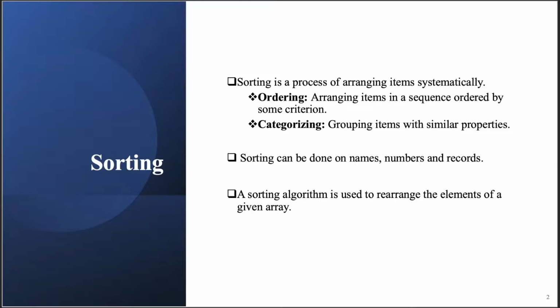What is sorting? Sorting is a process of arranging items systematically by ordering or categorizing them. Ordering means arranging items in a sequence order by some criteria. Categorizing means grouping items with similar properties. Sorting can be done on names, numbers, and records. A sorting algorithm is used to rearrange the elements of a given array.